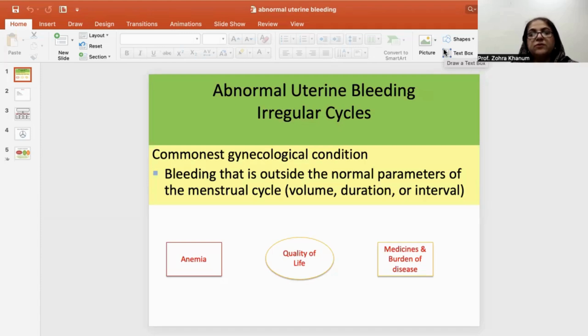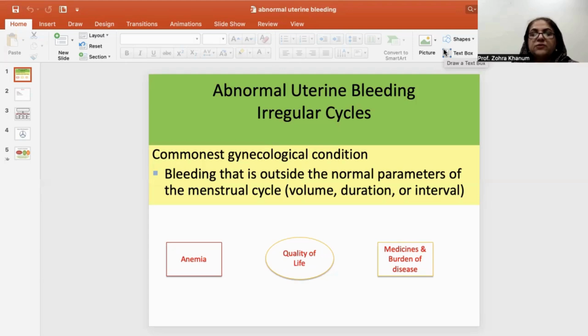normal parameters. तो उसमें क्या चीज़ है? Either it's an abnormality in volume, the patient is bleeding more heavily, or it's a lesser amount of bleeding, or either it's the duration. Duration means कि cycle की जो 28 days का normal cycle होता है plus minus 7 days, उसमें problem है या फिर उसके interval में problem है. Either she is suffering from more frequent menses or less frequent menses, that is simply called oligomenorrhea.